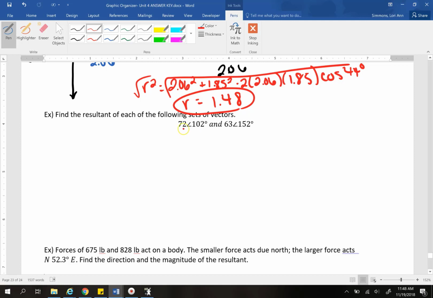So we have our first vector is 72 at an angle of 102 degrees. So we have 102 degrees about right here, and this is 72. The next one is 63 at an angle of 152 degrees.